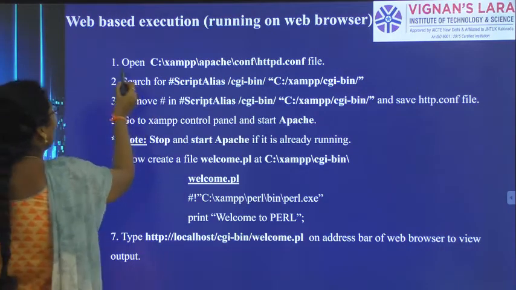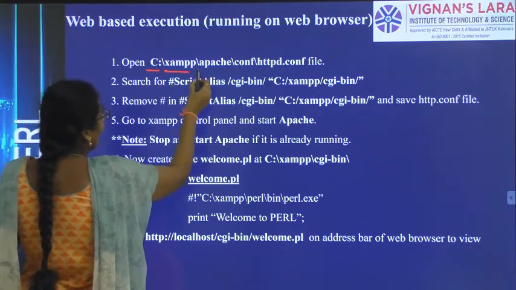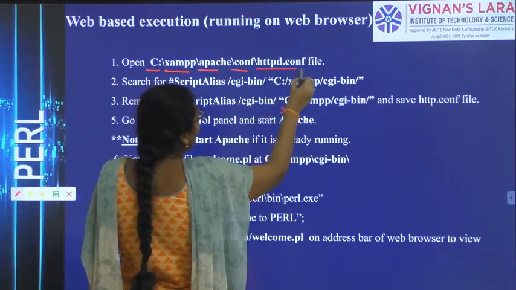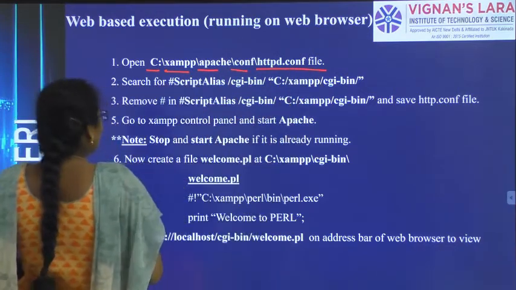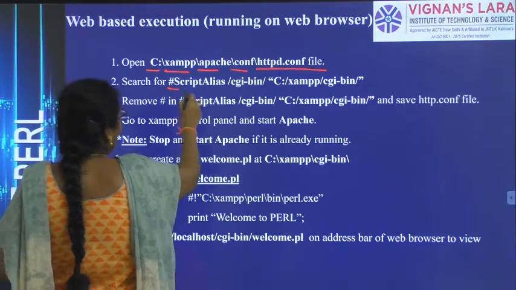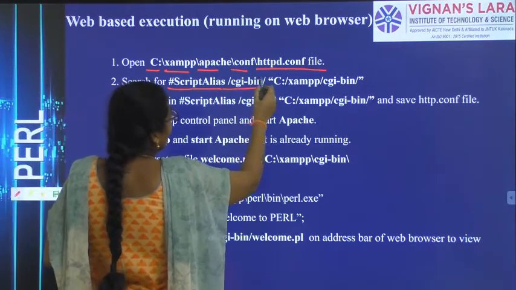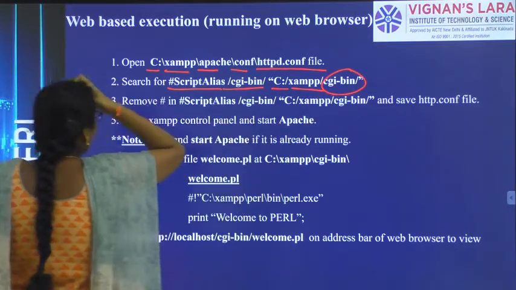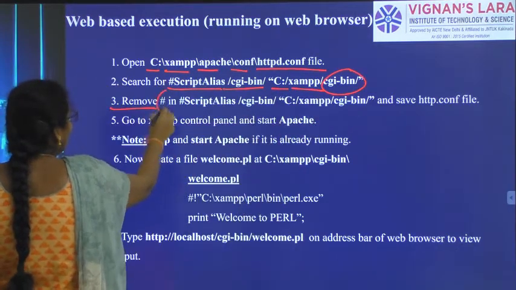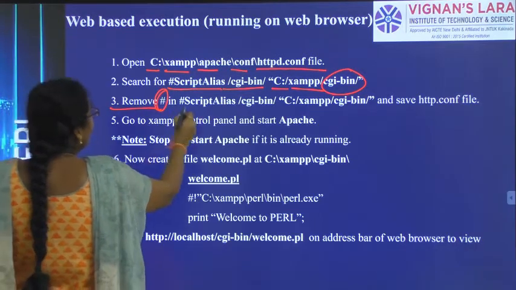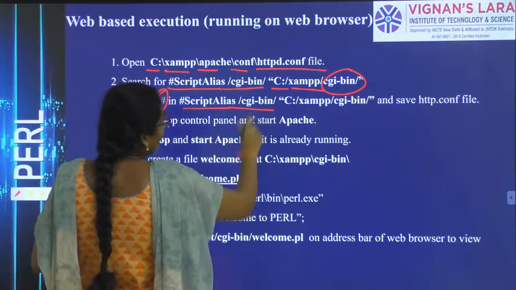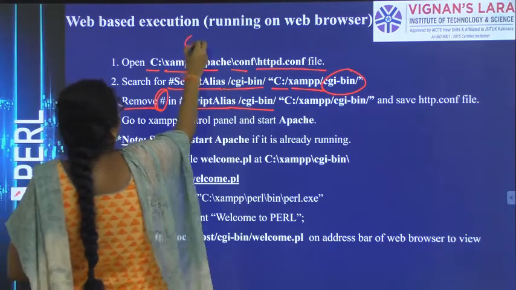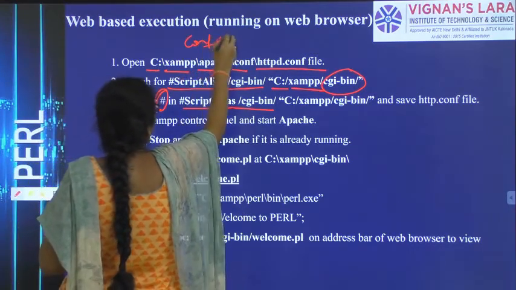First you should open the C drive, XAMPP folder, Apache conf, and the httpd conf file. Then you should search for ScriptAlias cgi-bin, which is in the C drive, XAMPP folder, cgi-bin. Remove the hash symbol in ScriptAlias cgi-bin, and you should save that conf file.